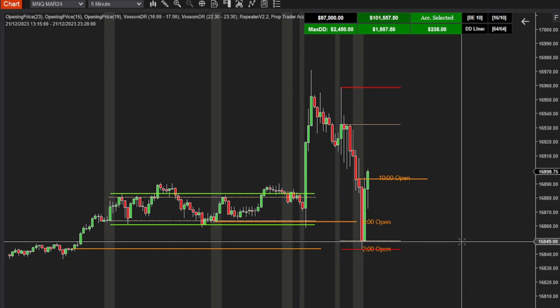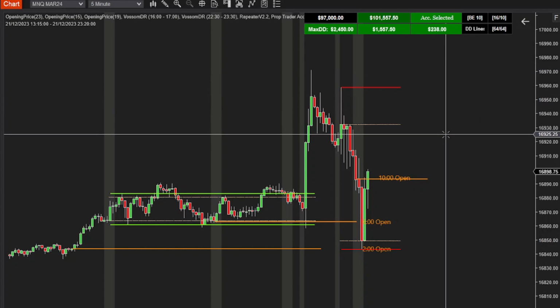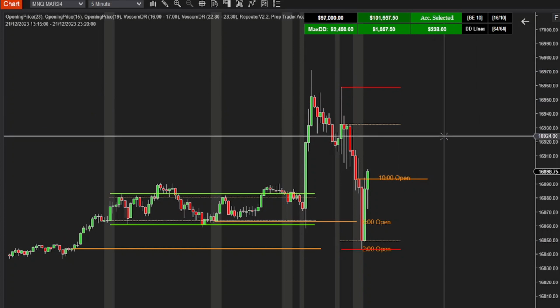All right, there you have it. This is how you can use this indicator to look at your drawdown level as you progress with your trades throughout the days, the weeks, and the months.